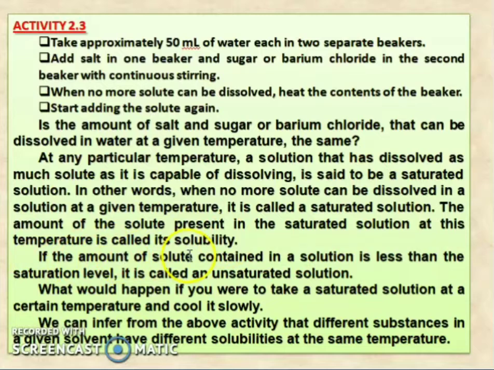If the amount of solid contained in a solution is less than the saturation level, then it is called an unsaturated solution. What happens if you take a saturated solution at a certain temperature and cool it slowly? We can infer from the above activity that different substances in a given solvent have different solubilities at the same temperature.